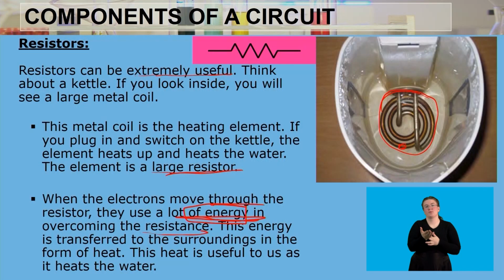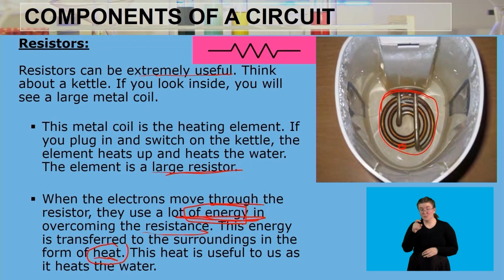This energy is transferred into the surroundings in the form of heat. So when these electrons are using that energy supplied by the cells, that energy is transferred into the surroundings in the form of heat. Now, this heat is useful to us. Why is it useful to us? Because it is going to help us heat the water that's inside that kettle, and that's why we can boil the water and have our cup of coffee.